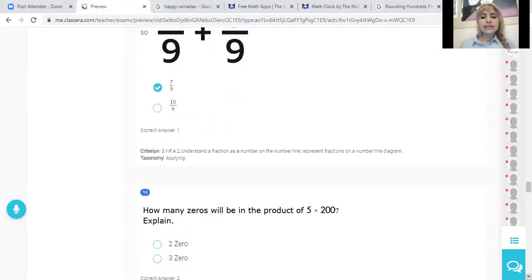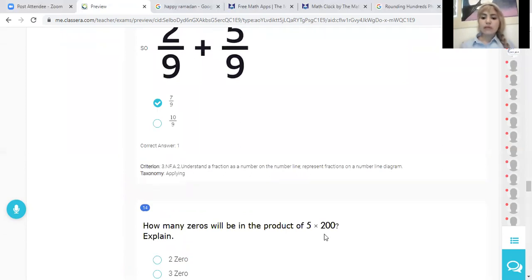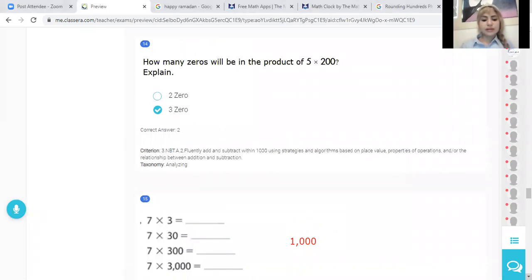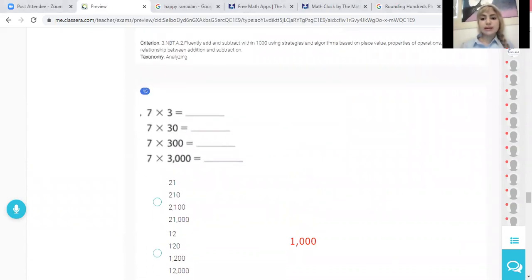Okay. How many zeros will be in the product of 5 multiplied by 200? 5 multiplied by 2, of course, equals 10. And I have two zeros, so this is 10 and two zeros, which is 1000, which is three zeros, of course, not two zeros. Don't confuse the answer and don't submit before revising so many times.